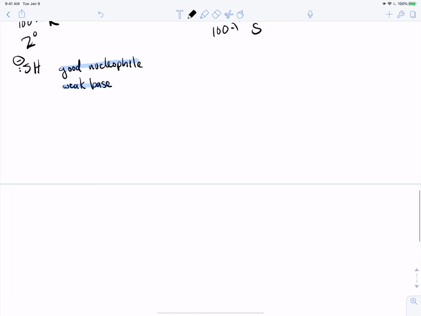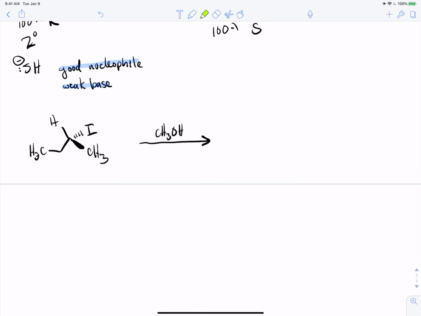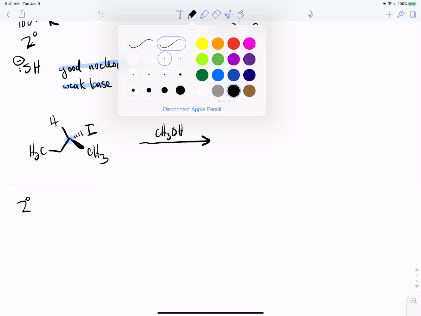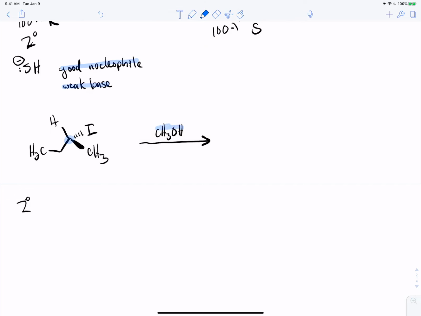Okay. Here's an interesting thing to hold that up against. In the next example, we have the same substrate. So it's secondary, which means it could be anything. That doesn't tell us that much. So we have to look at our reagent.